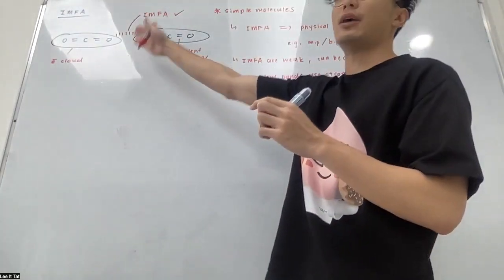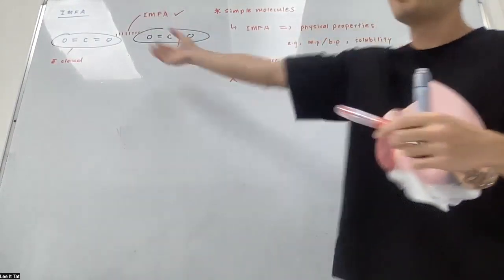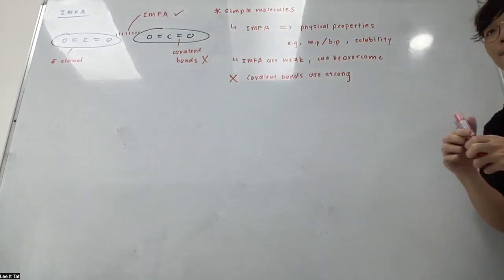Same thing for carbon dioxide. We are never ever breaking the double bond. I mean, double bonds are very strong, right? You can't break that.